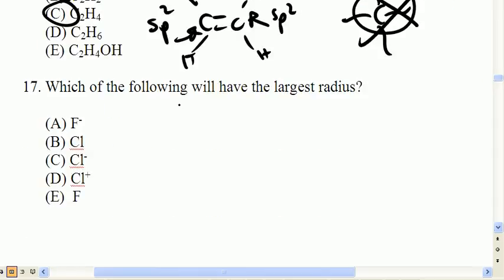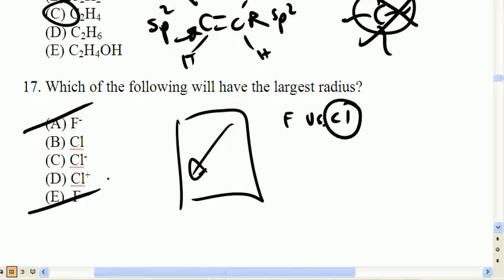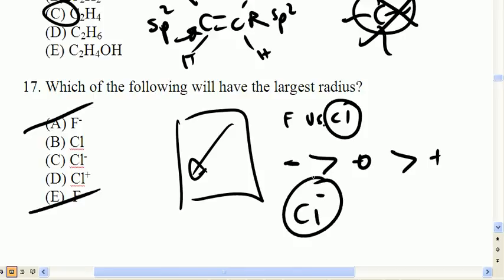Which of the following will have the largest radius? So first of all, we know that largest radius is from top to bottom. So with F versus Cl, Cl is going to win. Okay, so let's get rid of all the F's. Now we know that minus is always bigger than neutral, which is bigger than the plus. So Cl minus is going to be your answer. It's going to have the largest radius. It's got more electrons, more shielded. Cl minus.